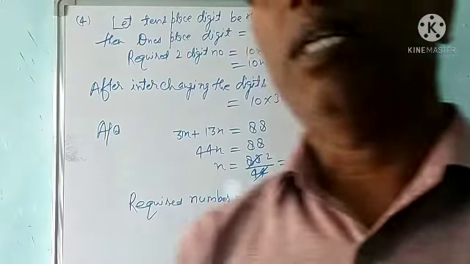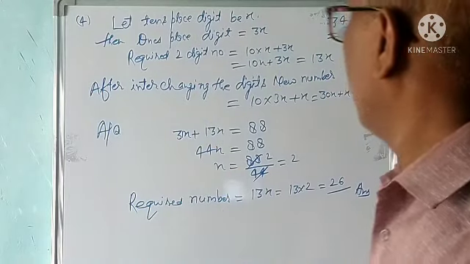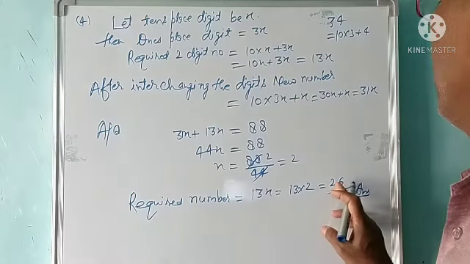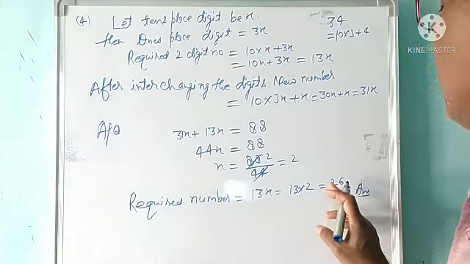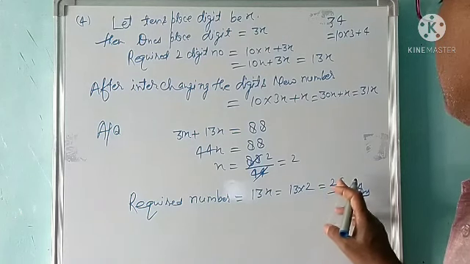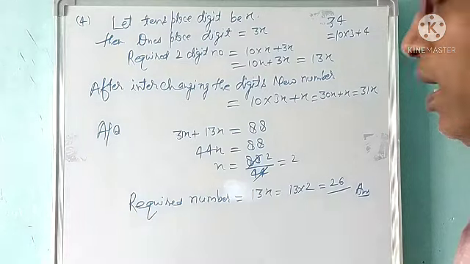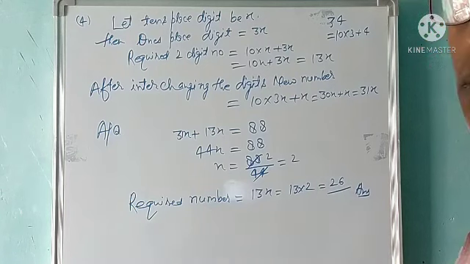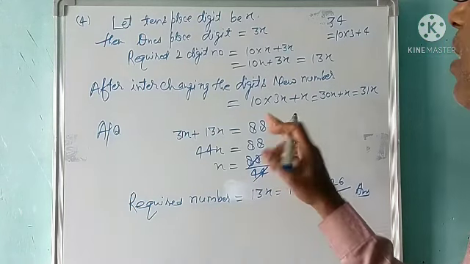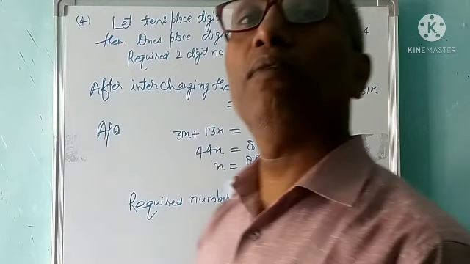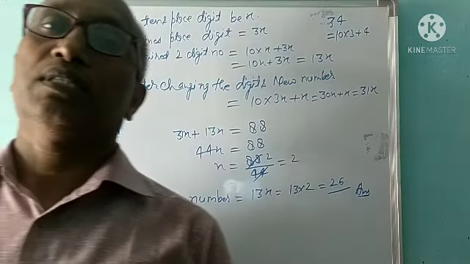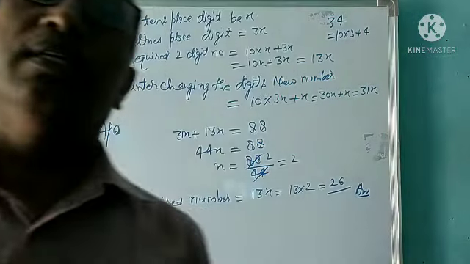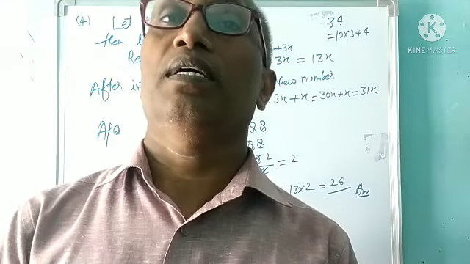Clear? 26 is a number which tens place digit is 2 and ones place digit is 6. In this relation, 6 is 3 times 2, and when you interchange this digit, you get 62, and 62 plus 26, you get 88. This is the requirement of your question. Means our answer is correct. They follow all the conditions of the question.